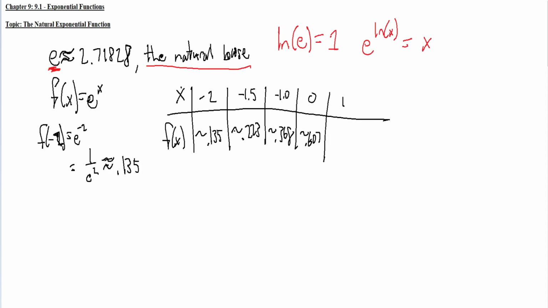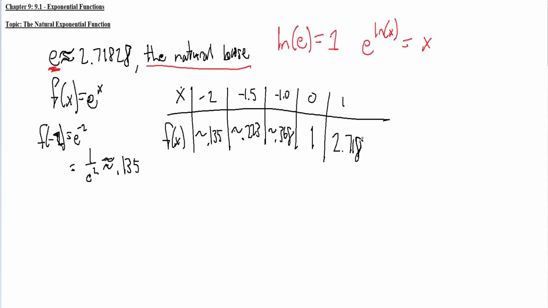Oh, actually, when it's e to the 0, it's actually 1. So in that case, we're all good there. And then when it's equal to 1, e to the 1 is just e, so we have 2.718.